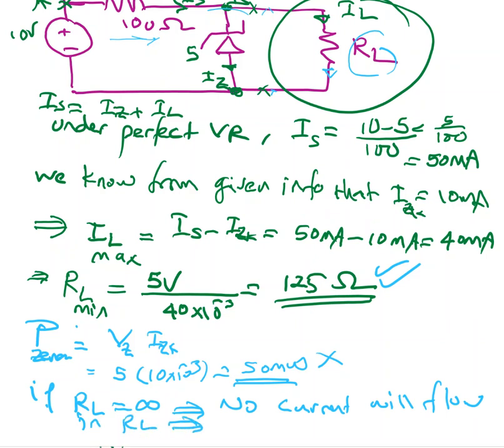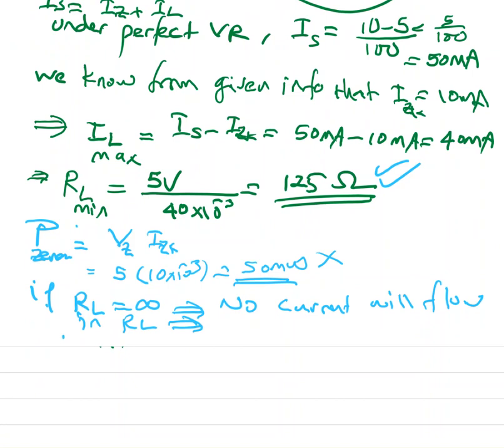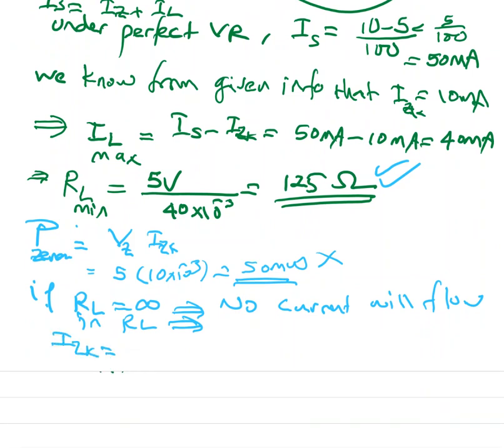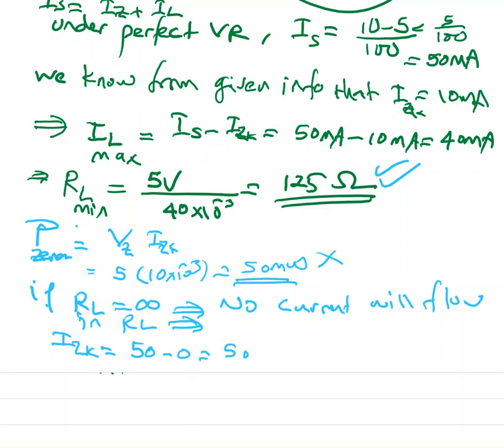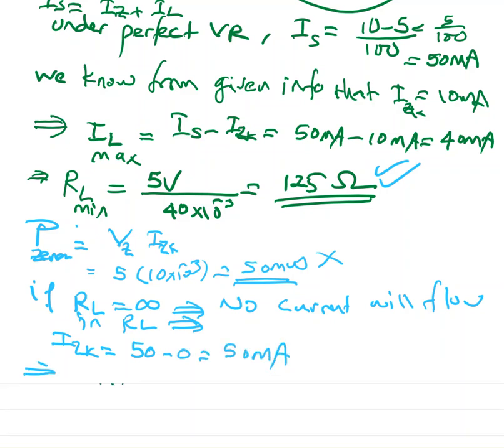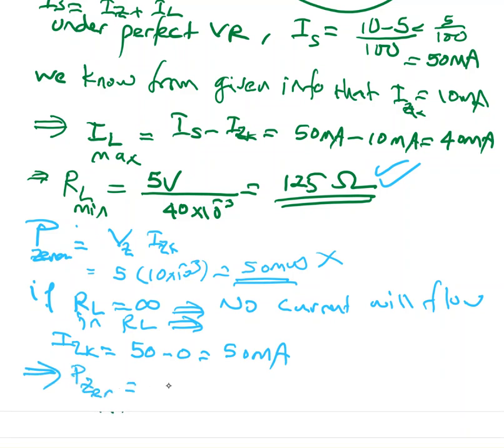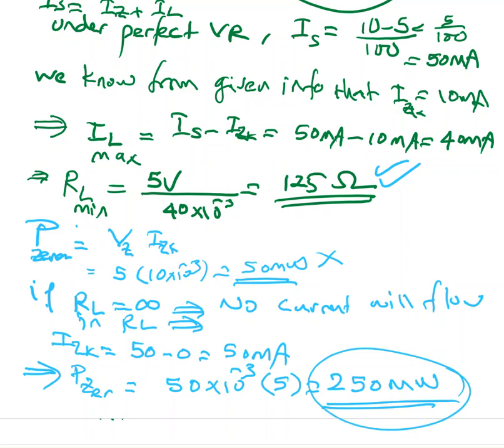That implies my current IZK will be equal to the maximum value, which is equal to 15 minus 0, which is 50 milliampere. And in that case we can say that the power of the Zener diode will be equal to 50 milliamperes multiplied by the 5 volts. That gives me 250 milliwatt. So this is the minimum value of the Zener diode power.